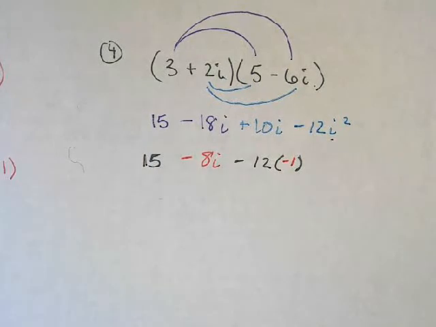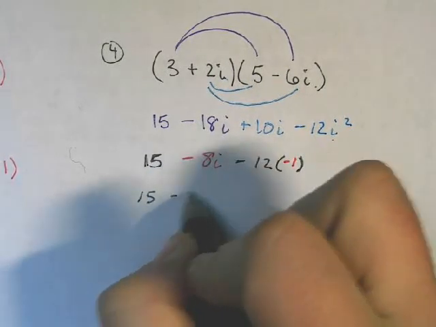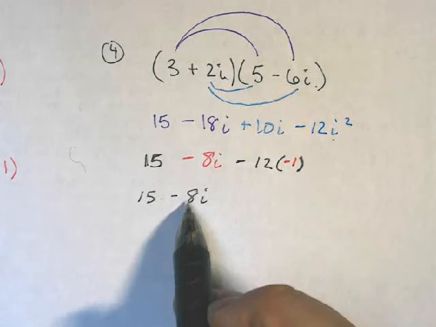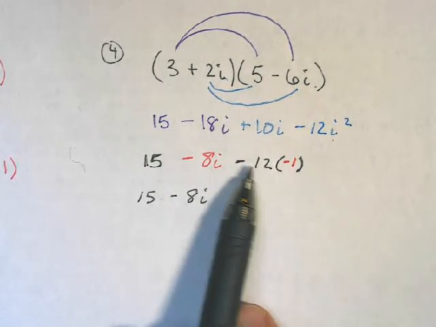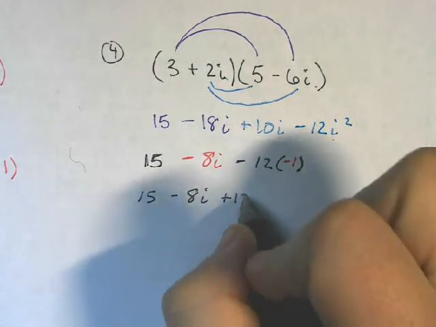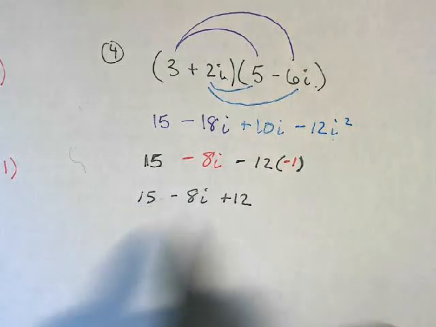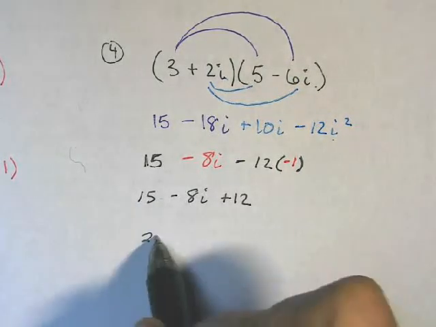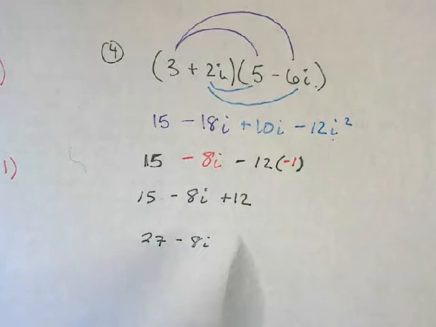So we'll do some simplifying. I'm going to have 15 minus 8i. I'm just bringing these down. So now I'm going to multiply. Negative 12 times negative 1 is positive 12. Combine my like terms, and we get 27 minus 8i.